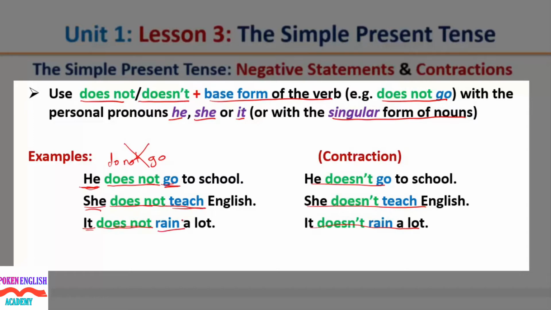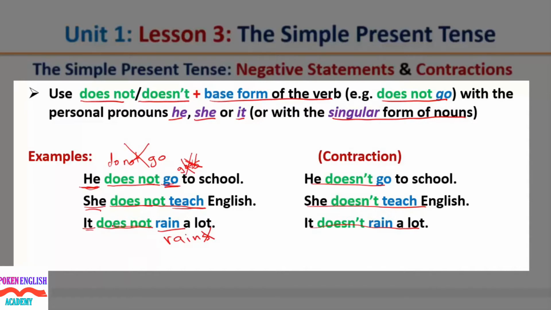The base form. So we cannot say he doesn't or he does not goes. No, this is wrong. We need to delete the es. So we have to say he doesn't go to school. It doesn't rain a lot. Can we say it doesn't rains a lot? No, we have to delete the s.